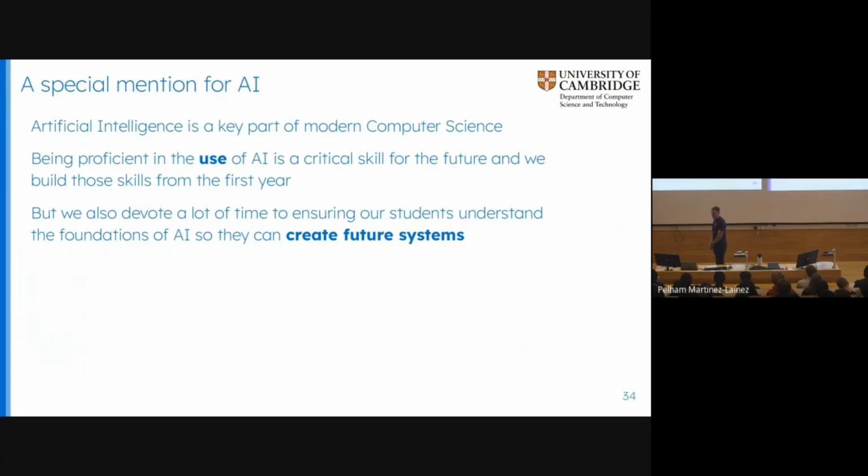I will do a special mention for AI, because if I don't, I'll have a queue of people at the end who want to ask me these questions. So artificial intelligence of all types is a really key part of modern computer science. You have to be proficient in the use of it, but also you have to understand how it works under the hood. Future AI systems are going to come from you. You are going to be the ones that develop it, but you won't develop it if you don't actually understand how the current ones work.